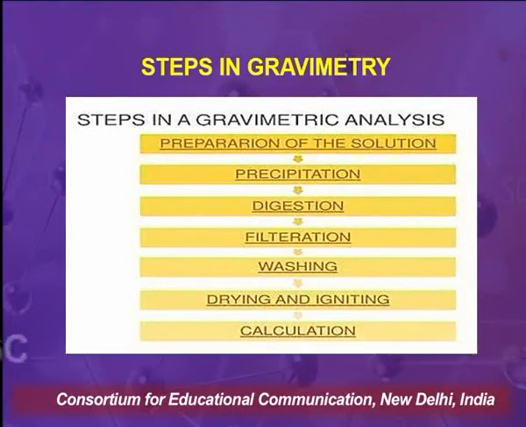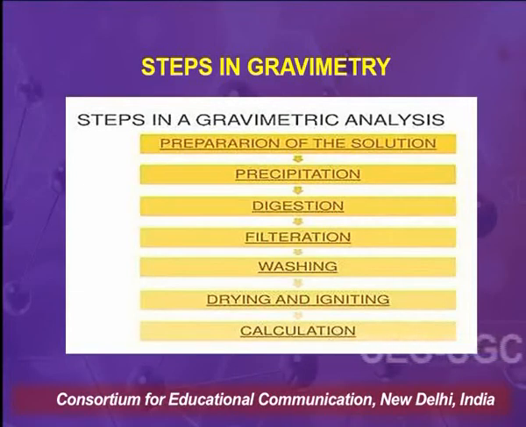This solution can be made simply in water or, depending upon the ion, various solvents can be used. After the solution has been prepared, it needs to be heated and then diluted, and after that the precipitation is carried out, which is the second step, in which the precipitating agent is added to the solution. The precipitating agent is chosen according to the ion which has to be precipitated. That is, we first need to know what kind of ion will form what kind of precipitate, and according to that the precipitating agent needs to be chosen.